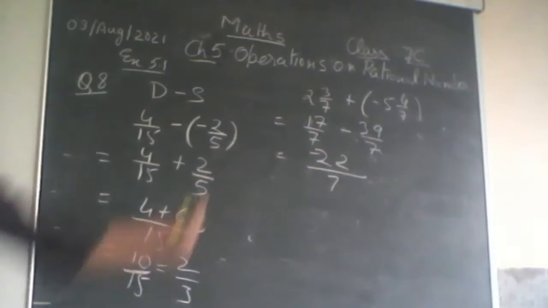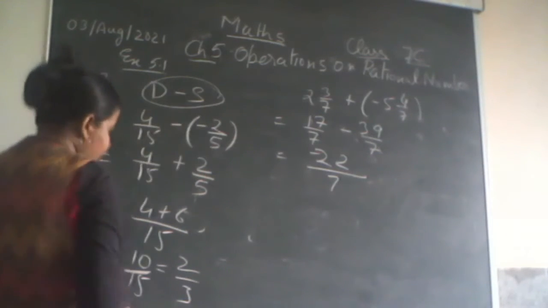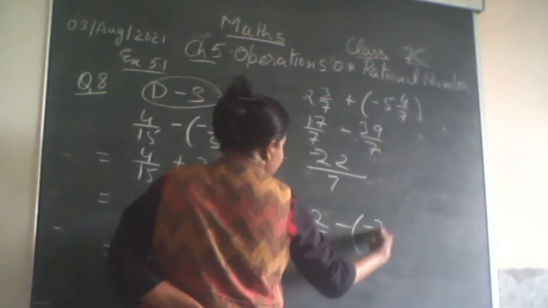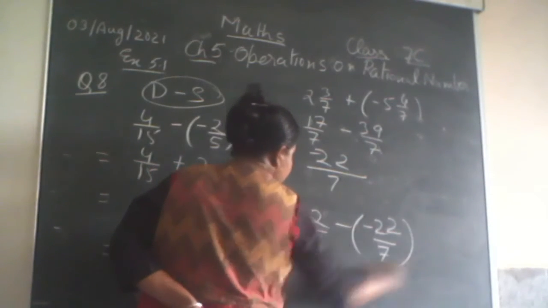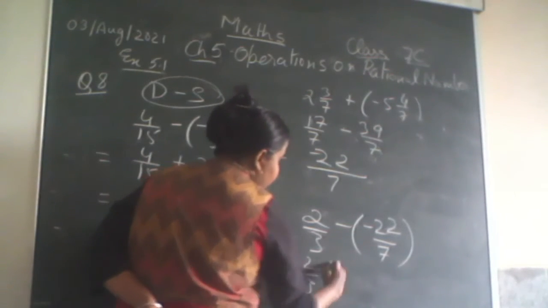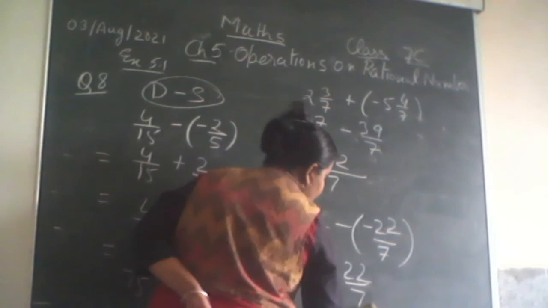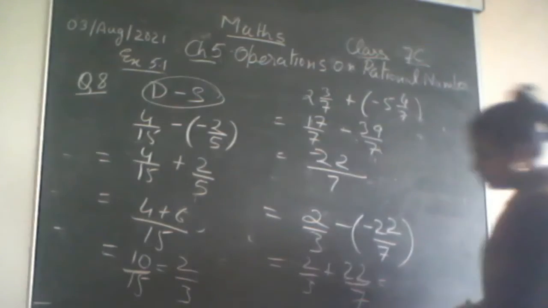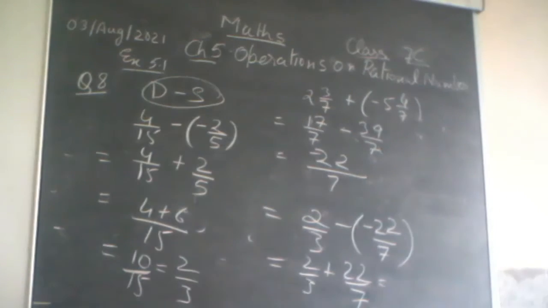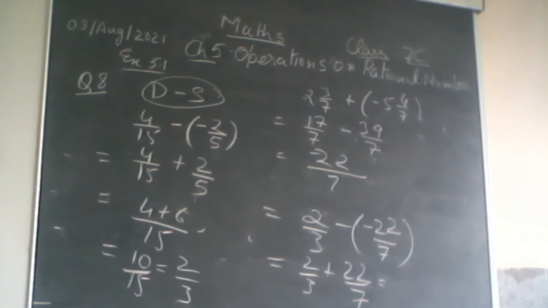Right? Now what is the question? Difference minus sum. That means 2 by 3 minus of minus 22 by 7. That is 2 by 3 plus 22 by 7. That is equal to how much? Can you solve it further? So, understood the second method? Yes, ma'am.